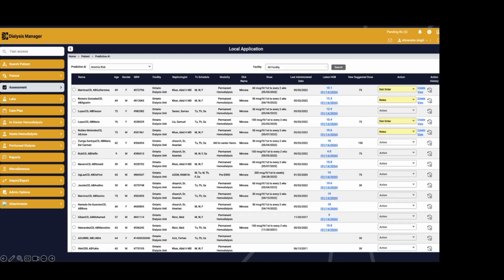I want to show one other example, which I think is worth showing, and that's on row 4. So on row 4, we have a 76-year-old female, and this person is also 3 times a week, and they're on 100, and their hemoglobin is 10.4. Now, with this 10.1 person, we went from 60 to 75, but with this 10.4 person, we're going from 100 to 75. So we're actually lowering the dose.